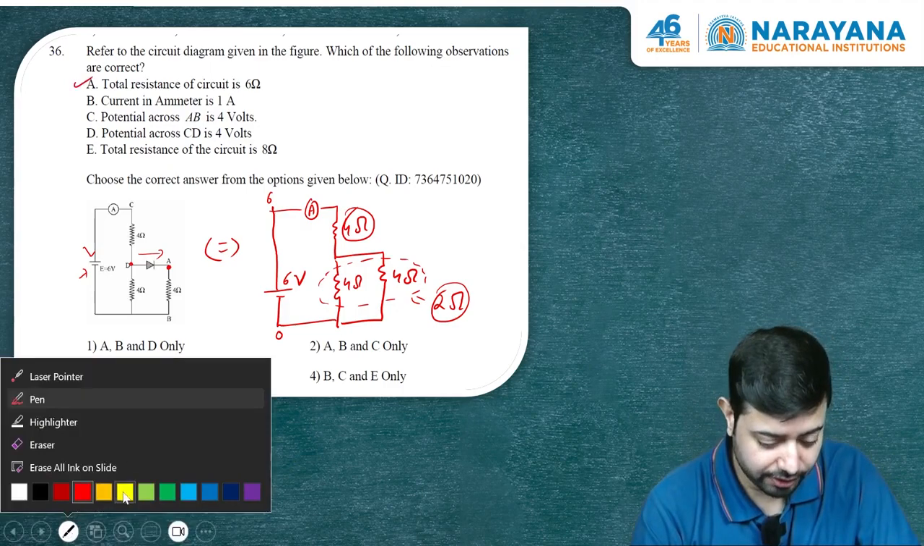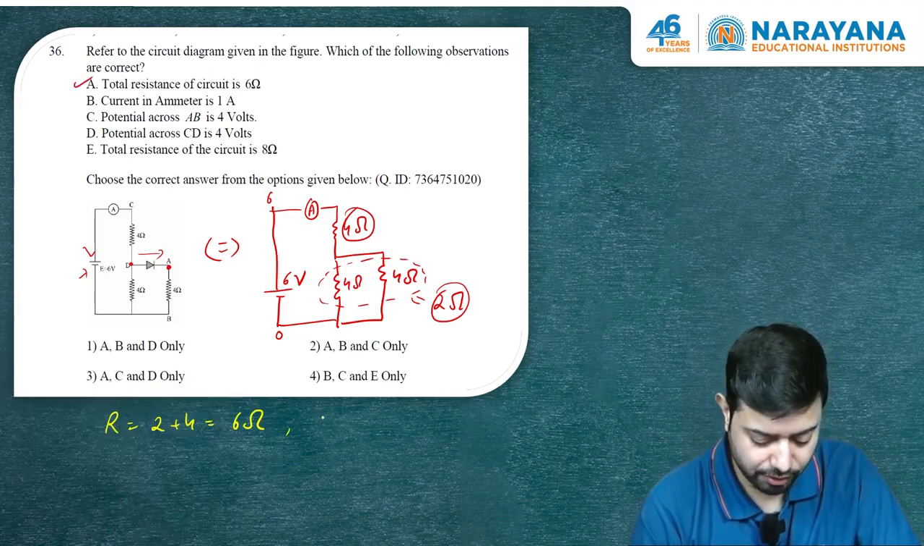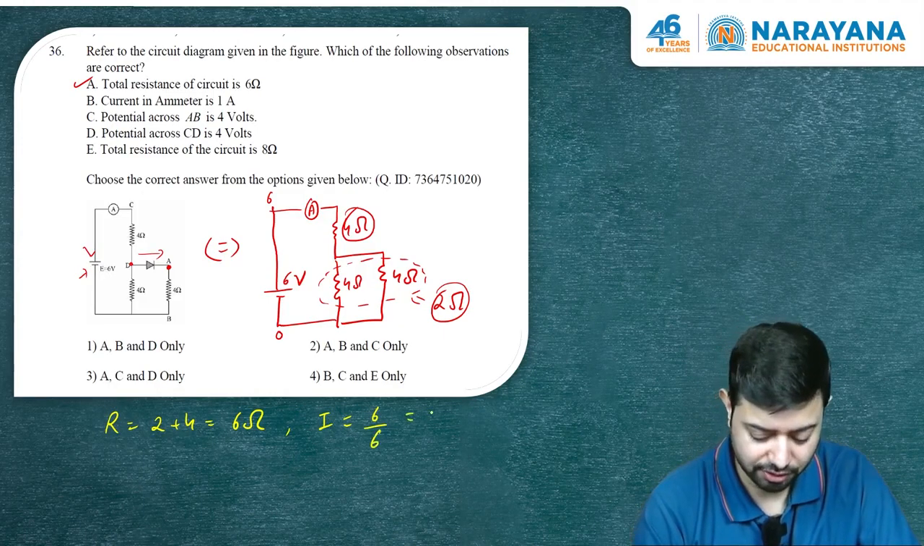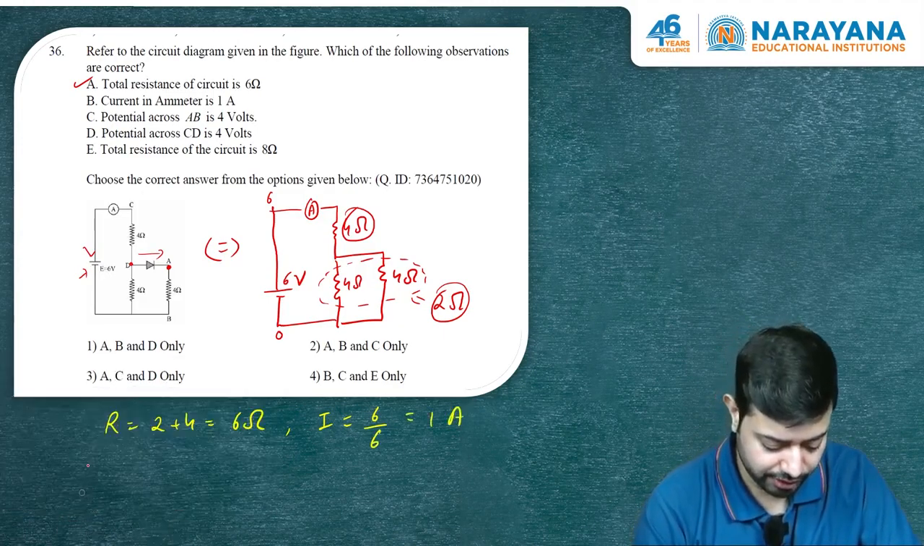Next one, have a look at it. Current in the ammeter. Current will be what? Current will be total EMF 6 by total resistance 6, that is 1 ampere. So, this is also correct.